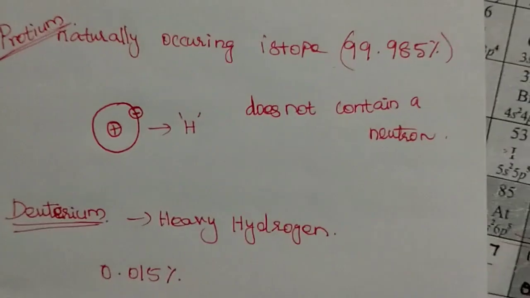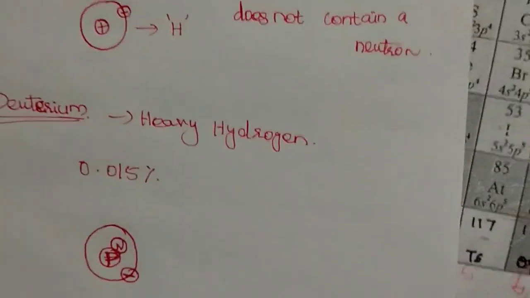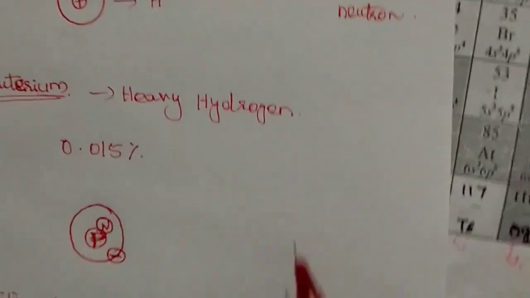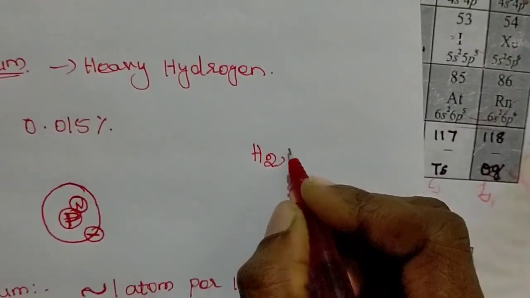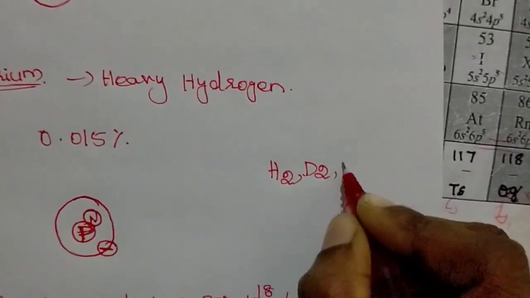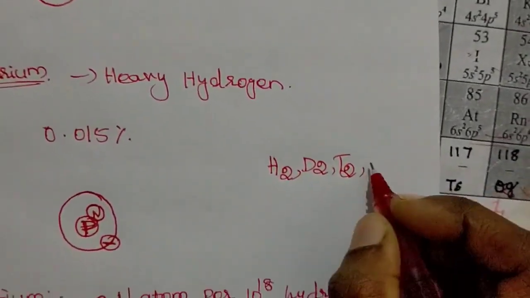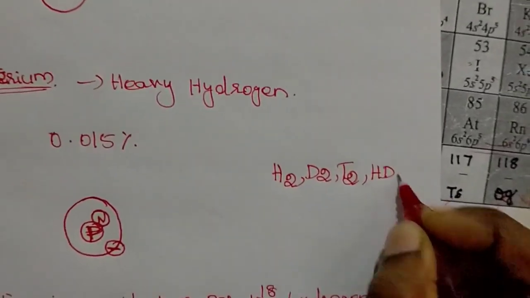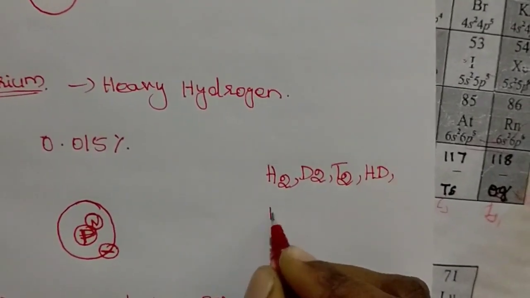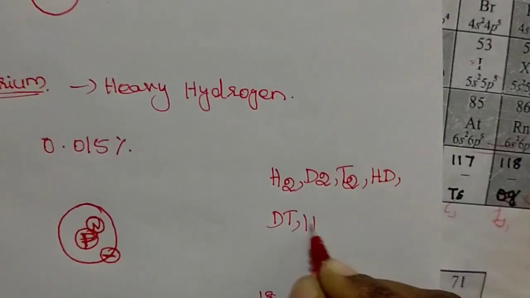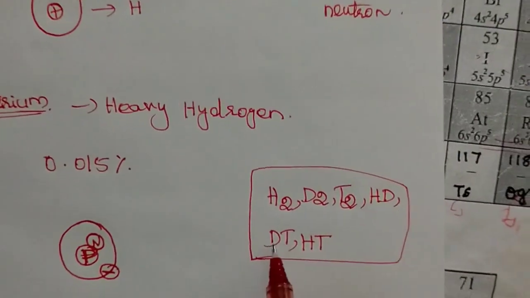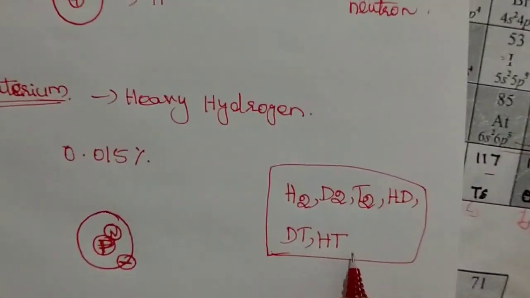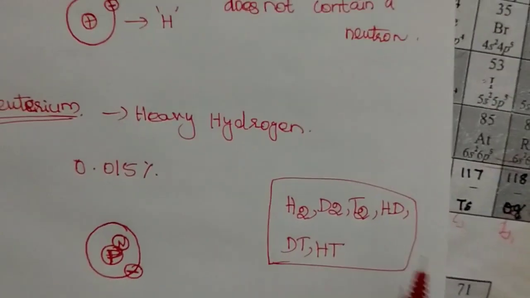Because of the presence of these three hydrogen isotopes, naturally occurring hydrogen can exist in the forms H2, D2, T2, HD, DT and HT.